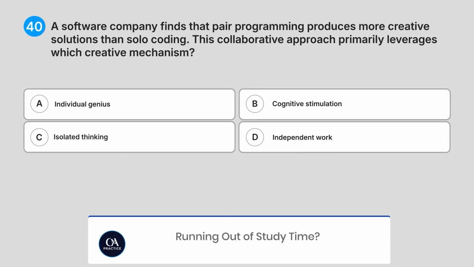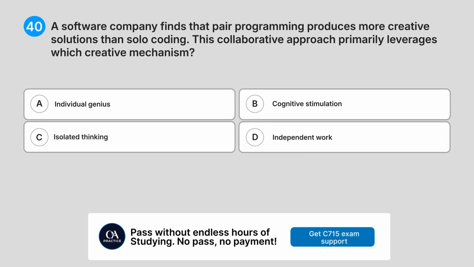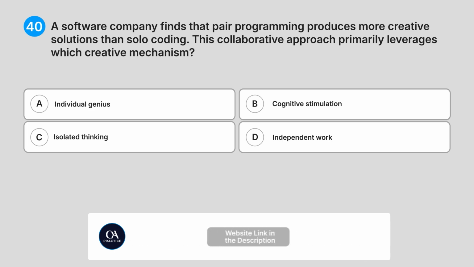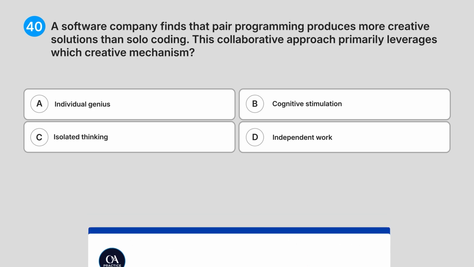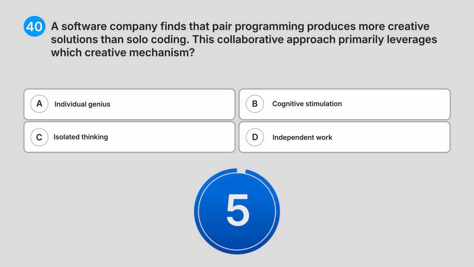40. A software company finds that pair programming produces more creative solutions than solo coding. This collaborative approach primarily leverages which creative mechanism? A. Individual genius. B. Cognitive stimulation. C. Isolated thinking. D. Independent work. Can you guess the answer?